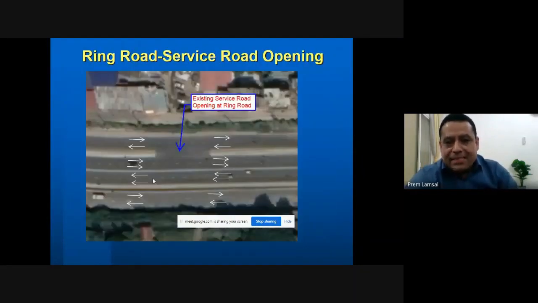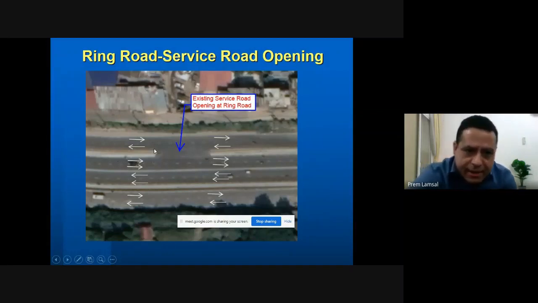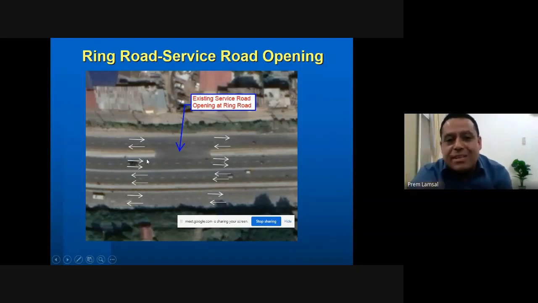I will give you a simple example here. This is the existing service road opening at the Ring Road. This opening is just left open here. So a vehicle coming on this side has to take a U-turn here, because we are allowing this U-turn, since there is an opening and vehicles can go there. When it is taking this U-turn, the vehicle has to reduce speed. When it reduces speed, there is a chance of rear-end collision, where a vehicle can hit from behind. And similarly, we can see this type of problem at intersections everywhere.